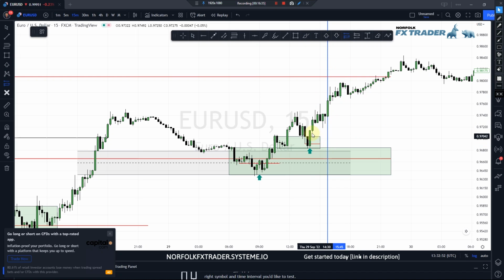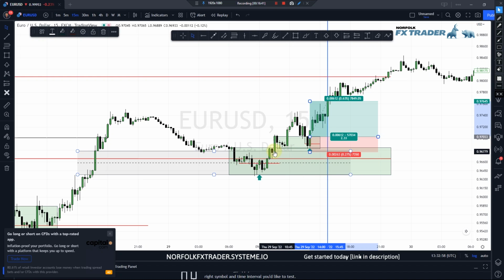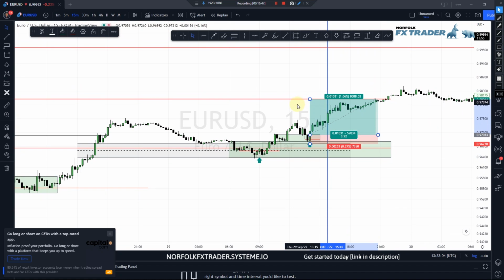So if you're taking a trade off the area of demand and you had your stop, let's say below here, below this zone here, and this would be your first target, which is nearly a 4-to-1, which is nearly what the second target was using that larger zone, and your final target is over 9-to-1.